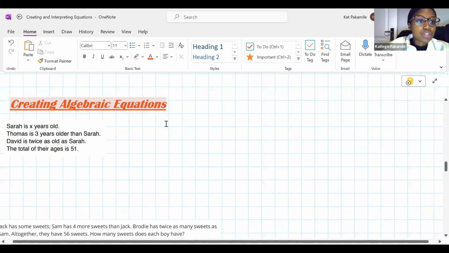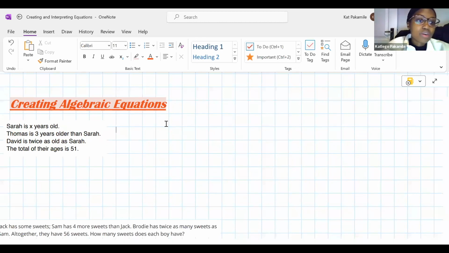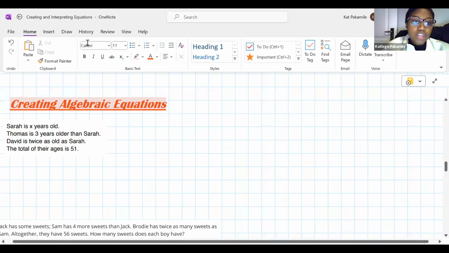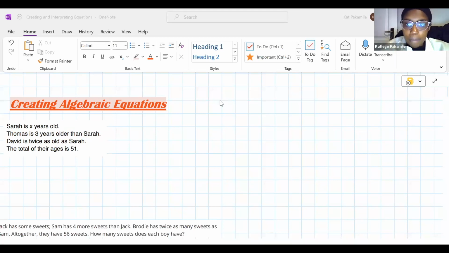So Sarah is 8 years old. Thomas is 3 years older than Sarah, and David is twice as old as Sarah. The total of their ages is 51. Give me an algebraic equation that's going to represent this. Who's going to do this one with me? First we have to figure out how old Thomas and David are in terms of x, because we don't know what x is. And then give me an algebraic equation that shows me that their total ages is 51.